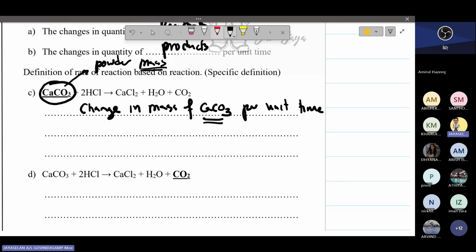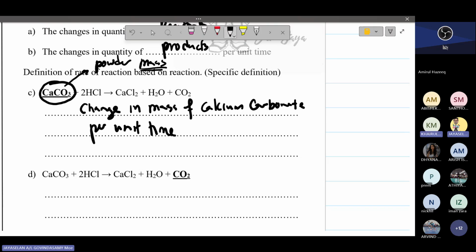I don't know how to change the wording. In the exam, you will put symbols, right? Don't put the symbol. So how to do? Change in the mass of calcium carbonate, then you put per unit time. Okay, you already score 1 mark. Any question? So here you put per unit time.